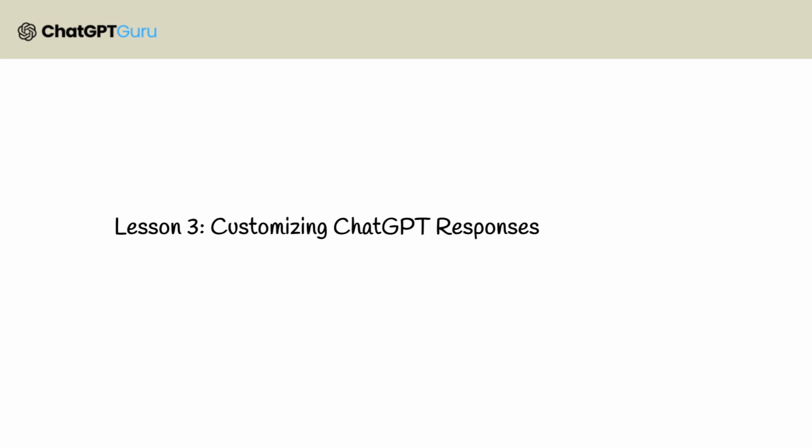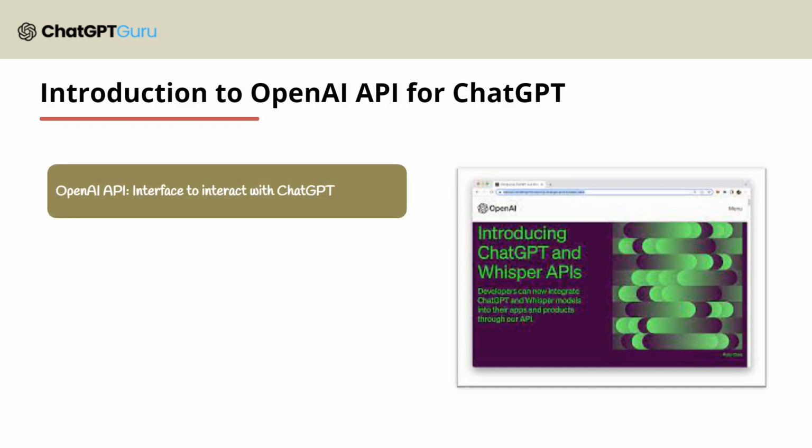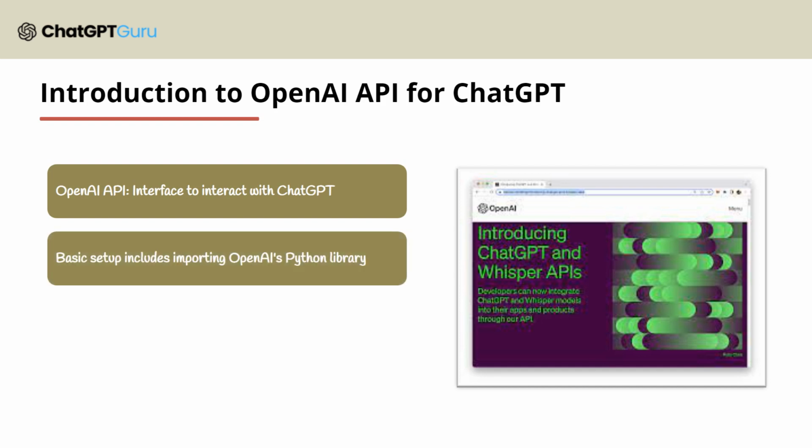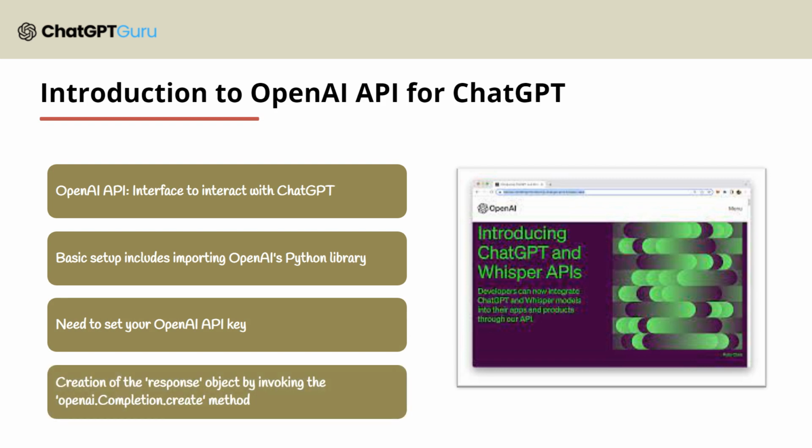Lesson 3, Customizing ChatGPT responses. The OpenAI API serves as the bridge to converse with ChatGPT. To start, import the Python library provided by OpenAI. Then, set your unique OpenAI API key. Following that, we create an object response by calling the method OpenAI.completion.create, which initiates a request to generate text.